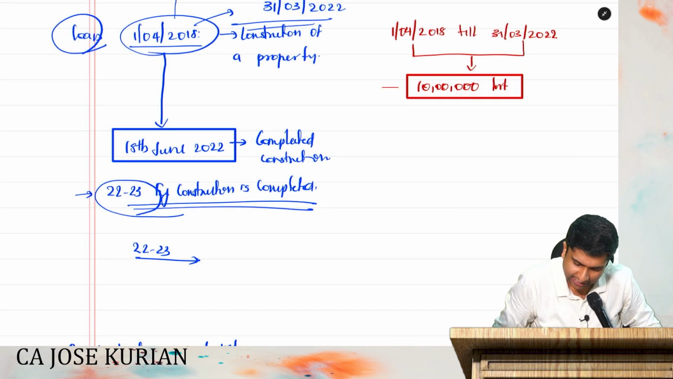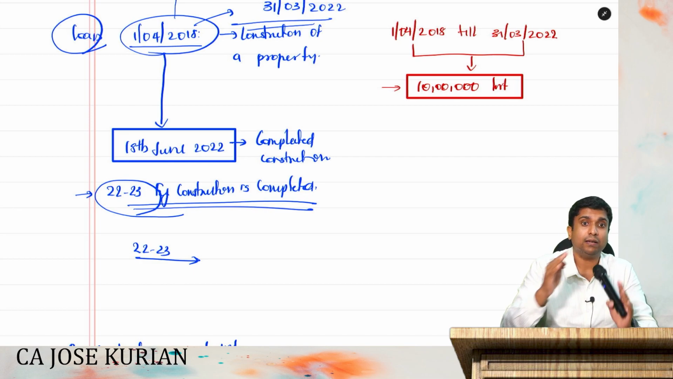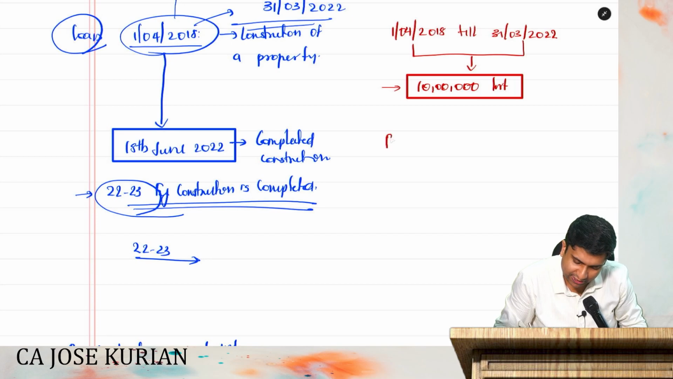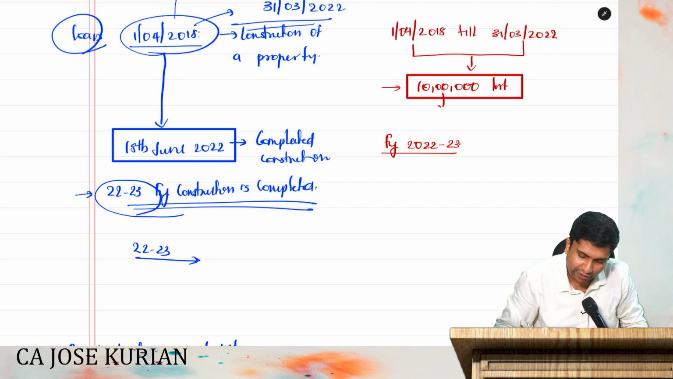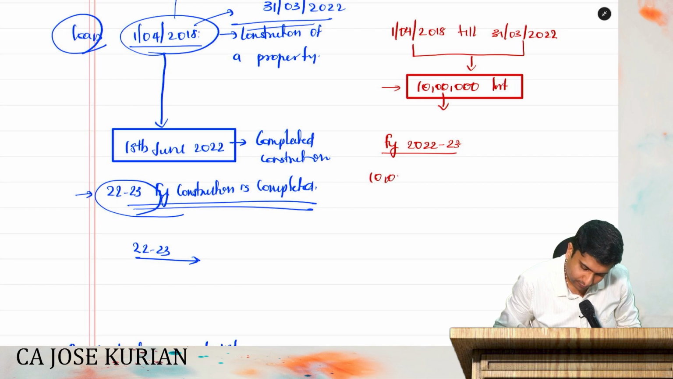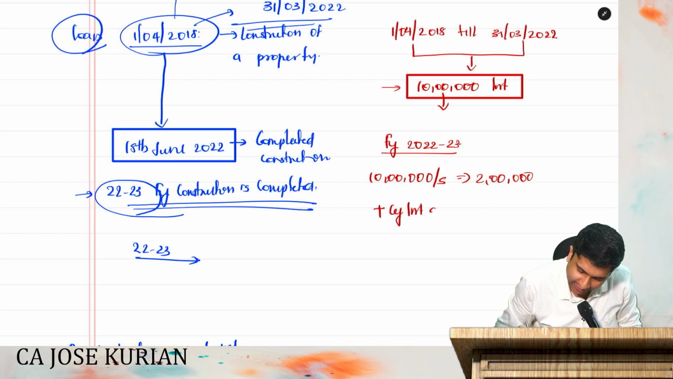Now this 10 lakh is the accumulated figure for the pre-construction period. Now you can claim it as a deduction. In which year? In financial year 2022-23. In 22-23, you can claim 1/5 of this 10 lakh. What is 1/5 of 10 lakh? 10 lakh divided by 5. That is 2 lakh. Along with that, you can claim current year interest as well.